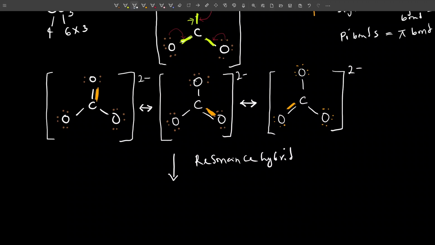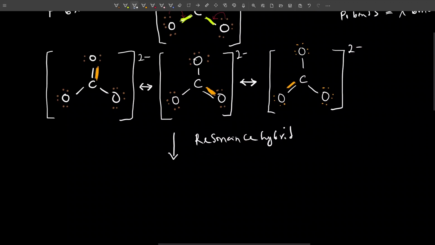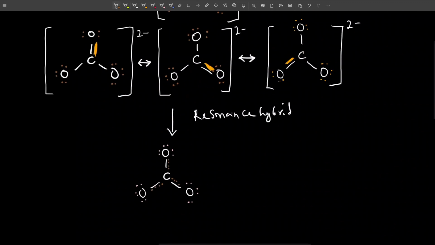What do I mean by resonance hybrid? Now, these structures are called resonance structures, right? Each of them contributes to a general structure called the resonance hybrid. Let me give you the structure. It looks something like this. Now, what does this tell us?